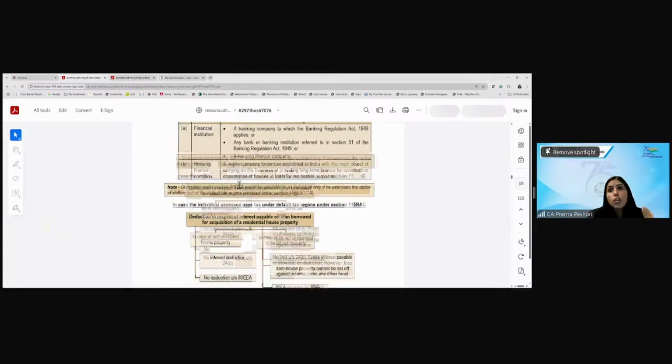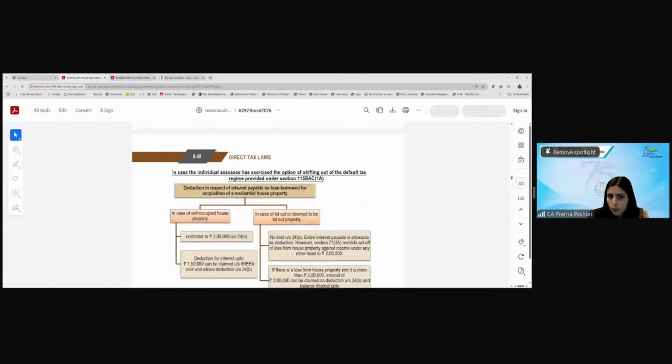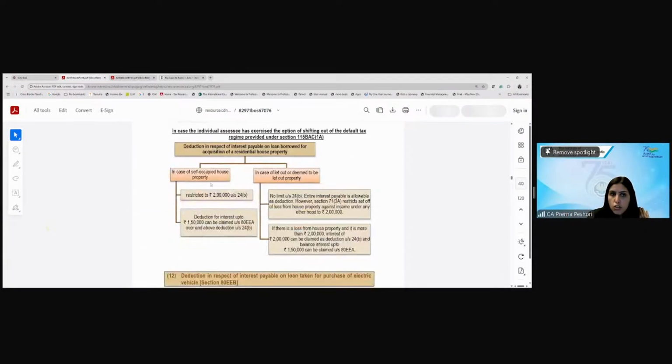Right? This is available only if you opt out of 115 days. So in case of a self-occupied property, you have a restriction of deduction under 24B, plus you can claim the deduction under 80EE for 150. For let out, no restriction under 24B, but the maximum set off available against the other head of income is 2 lakh. And over and above that, you can claim under 80EE.